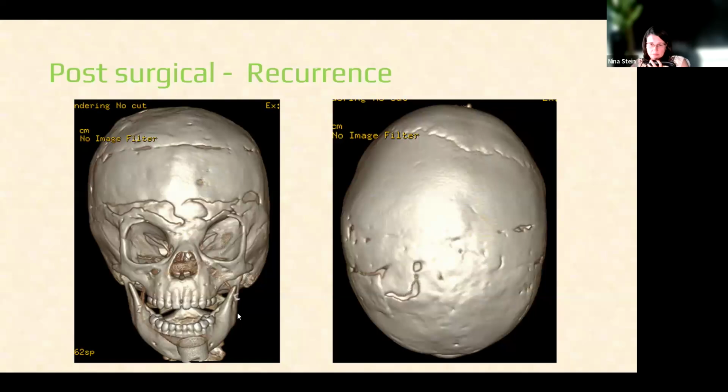And then obviously we have to image these kids when we have post-surgical findings suspicious for recurrence or complications. And in this particular case, we have signs of recurrence. So we see basically a refusion of the surgical correction.